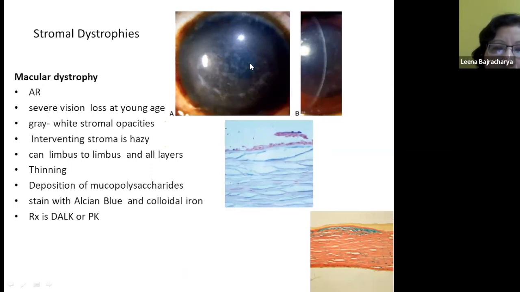The lesions can extend up to the limbus and more deeply than granular or lattice dystrophy, and it can even affect the Descemet membrane. And prognosis is not as good as in lattice dystrophy and granular dystrophy, because it can recur earlier than the other two types of dystrophy. The onset is at much younger age than lattice or granular dystrophy. The deposits are mucopolysaccharides which stain with Alcian blue and colloidal iron.